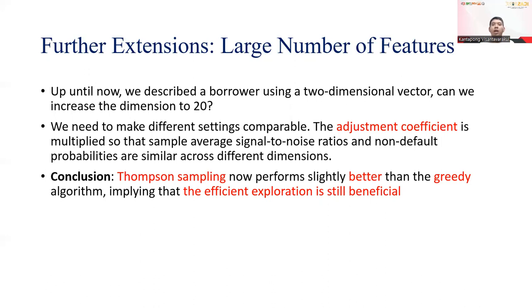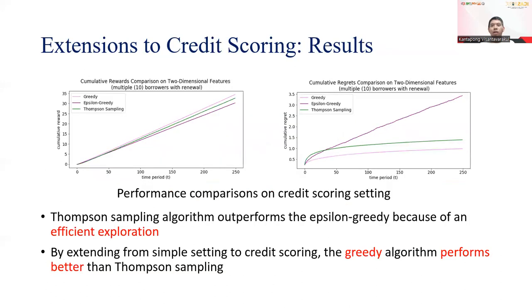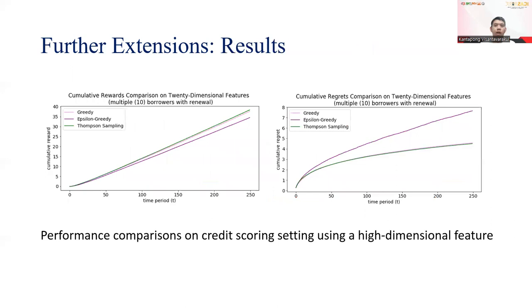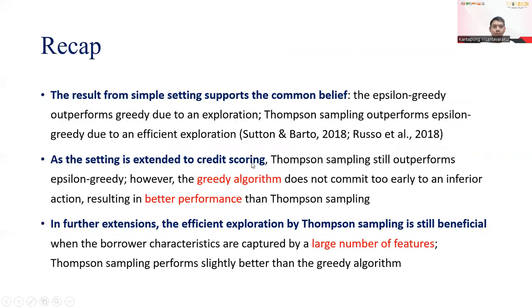And this would imply that efficient exploration is still beneficial, because before we had the two-dimensional setting, which is maybe quite easy for the greedy algorithm to exploit. But now, by increasing the number of dimensions, the setting becomes much more difficult. And this is the result. We can see that the green line outperforms the pink line, which is the greedy algorithm, by a little bit here. Okay, it's a little hard to see here, but we can see that the green line goes a little below the pink line.